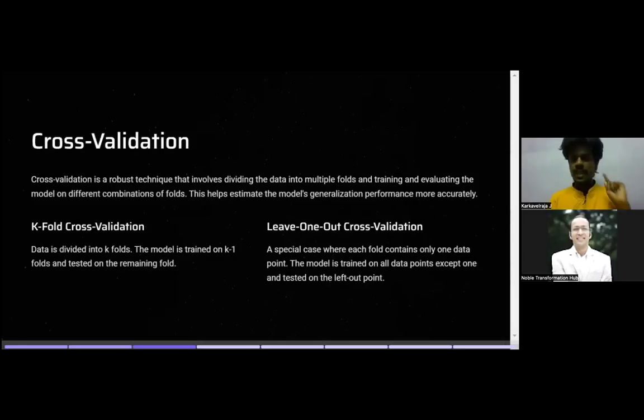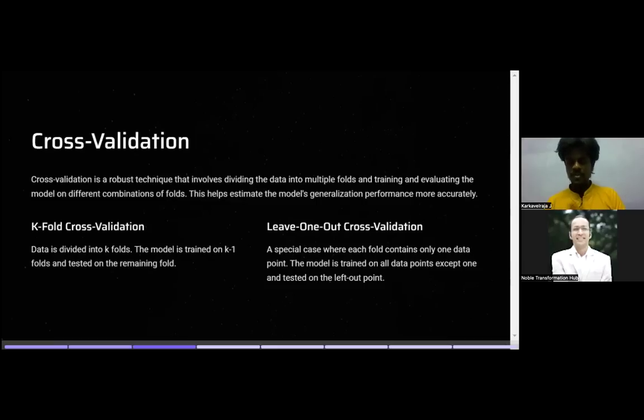First is k-fold cross validation. Data is divided into k folds. The model is trained on k minus 1 folds and tested on the remaining fold. Let me put it simply. Now we have 10 data points. I'm going to train my model with 9 data and keep one for testing. First, 9 data for training and 1 for testing. Then for the second step, a different data point is for testing and the remaining 9 for training.